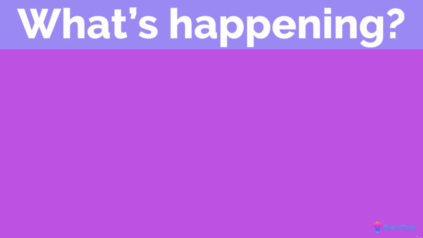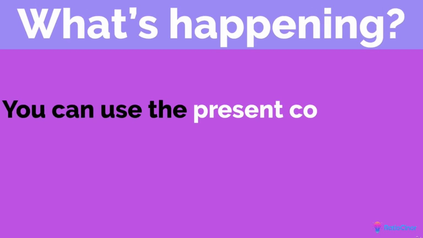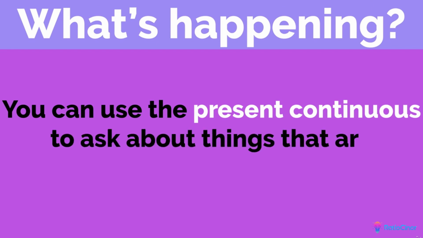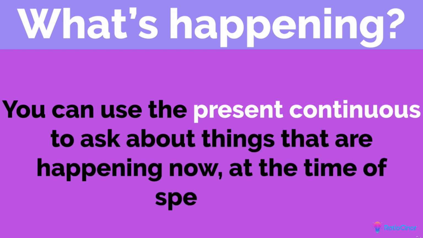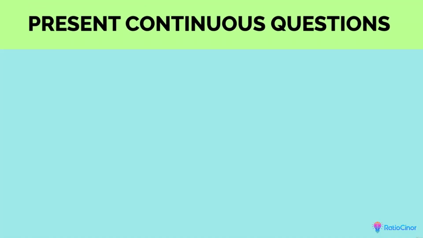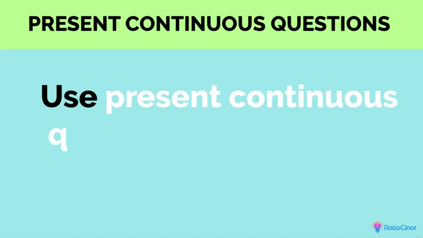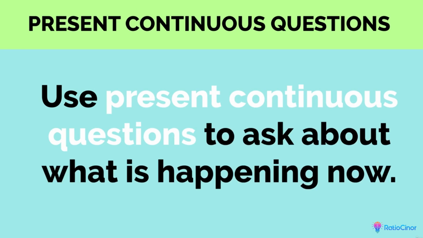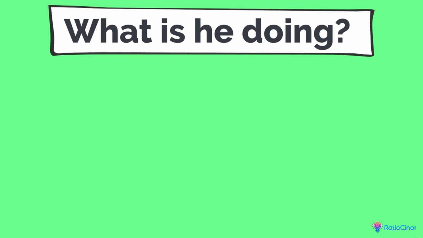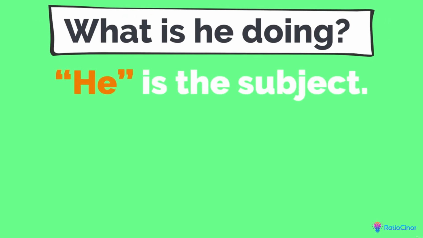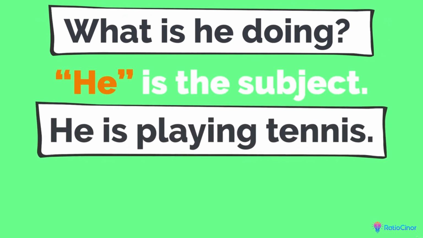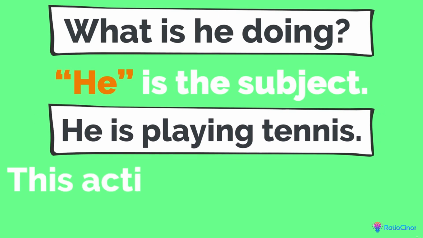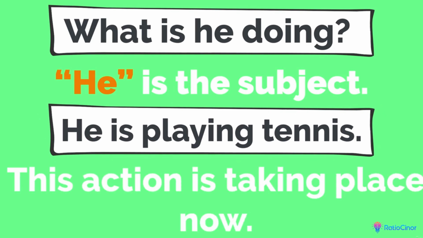What's happening? You can use the present continuous to ask about things that are happening now at the time of speaking. Present continuous questions. Use present continuous questions to ask about what is happening now. What is he doing? He is the subject. He is playing tennis. This action is taking place now.